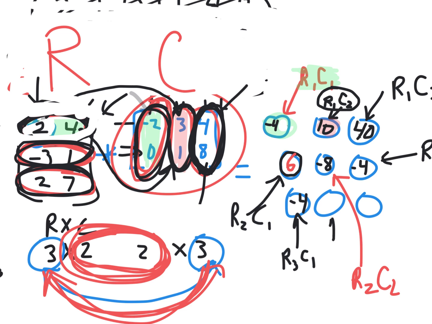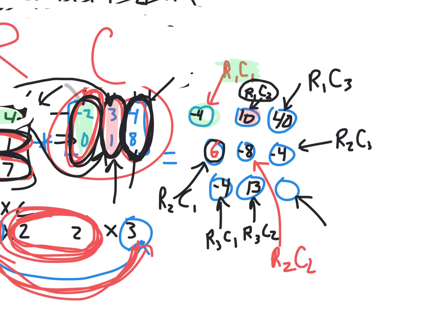Back around. This spot's name is? Row 3, column 2. Good. Here's row 3. Here's column 2. What are you going to do? 2 times 3 is 6 plus 7 times 1, 7. 6 plus 7? 13. 13 is correct.